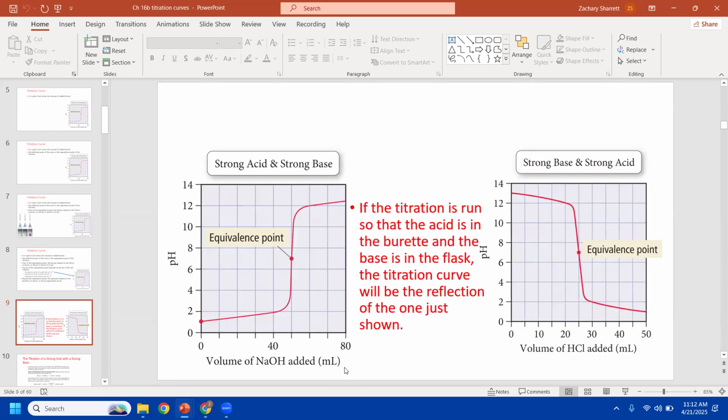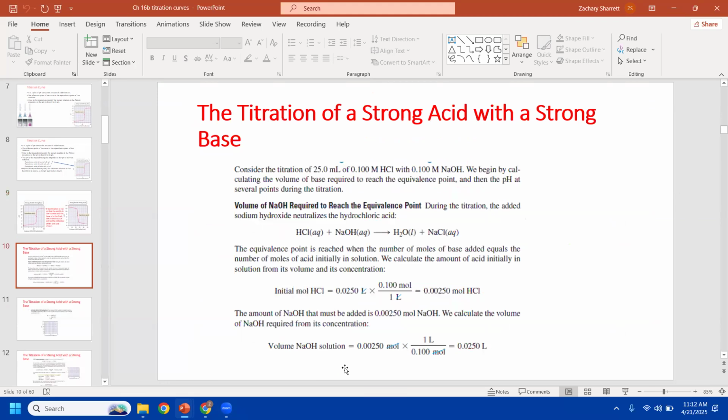That's just showing if you put the base in the Erlenmeyer and then titrate in acid, it'll look like this. That's when you add HCl. If you put acid in the bottom and you titrate in NaOH, it'll look like this. Okay? So let's calculate. Whenever we're trying to do this, I'll probably give you one of each of these on the take-home exam. Okay?